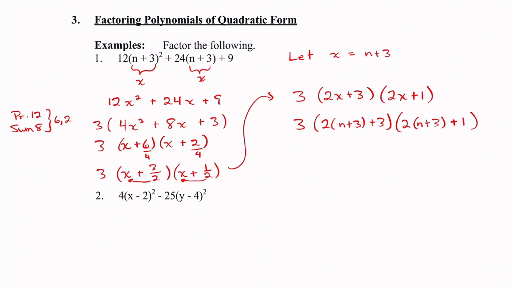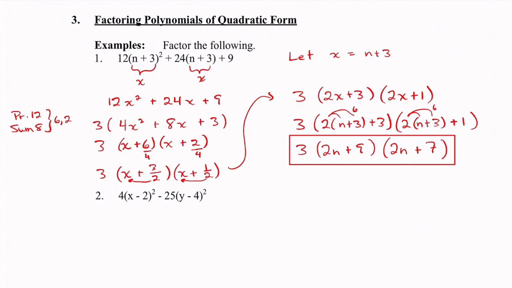And now that I have that, I just start to simplify everything that I have. So I'm going to have to distribute the 2 into those brackets. So that's going to give me 2n. And then 2 times 3 will give me 6. And then plus this 3, that'll give me 9. So I'm going to have 2n plus 9. For the other one, I got 2 times n, so that's 2n. And then 2 times 3, that gives me 6 again, plus the 1, so I get 7. So make sure if you do that substitution at the end, you've got to put it back in, and then simplify whatever you have, and then you get your final answer.